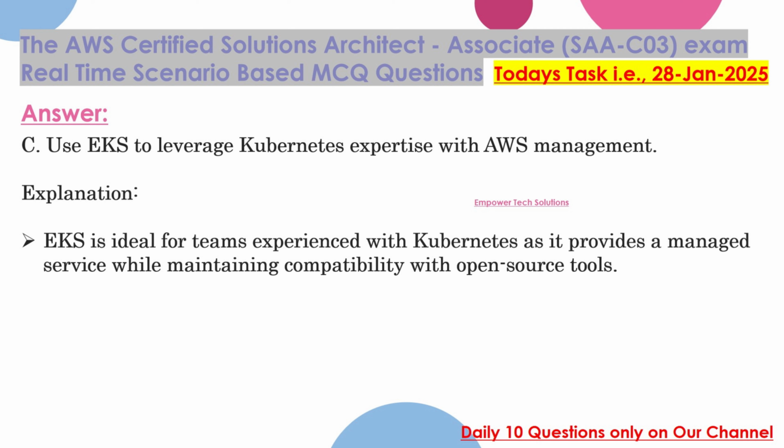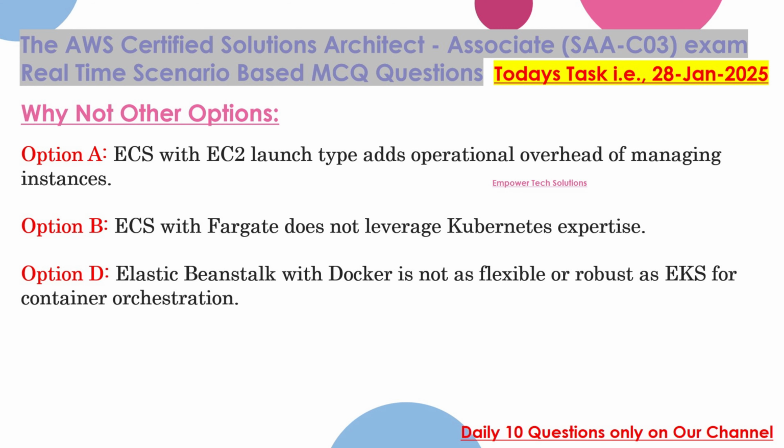Correct answer: C. Use EKS to leverage Kubernetes expertise with AWS management. Explanation: EKS is ideal for teams experienced with Kubernetes as it provides a managed service while maintaining compatibility with open-source tools. Why not other options? Option A. ECS with EC2 launch type adds operational overhead of managing instances. Option B. ECS with Fargate does not leverage Kubernetes expertise. Option D. Elastic Beanstalk with Docker is not as flexible or robust as EKS for container orchestration.